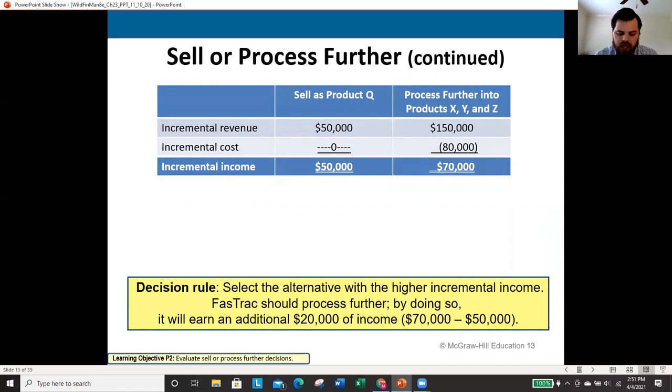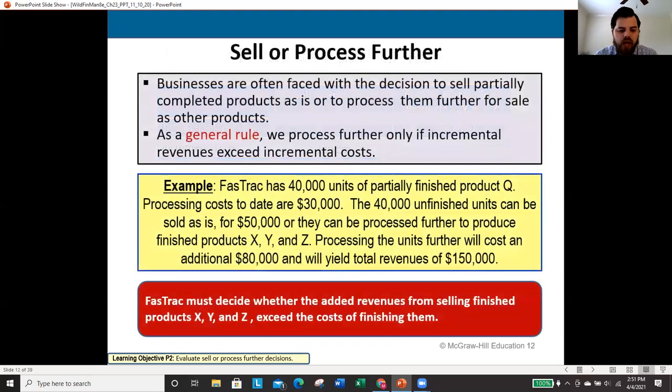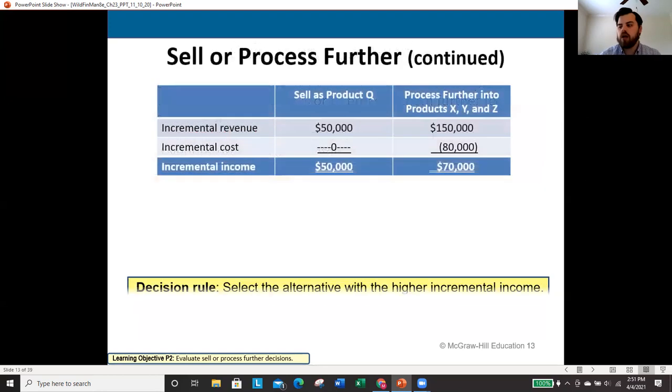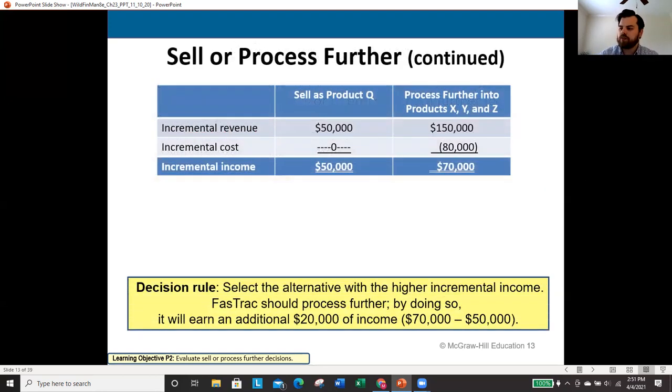And you say, well, wait a second. On that previous slide, they told me processing costs to date were $30,000. True. But what do we know about that $30,000? Am I getting that back? No. So that $30,000 is sunk. Because that $30,000 is sunk, I do not consider it in this decision. So we go ahead and continue.